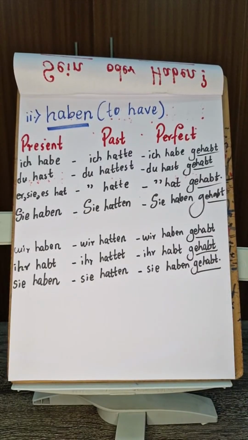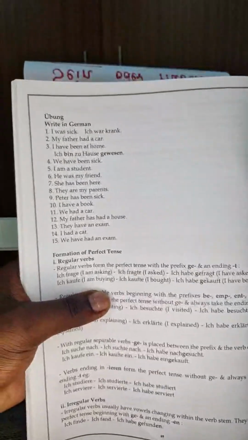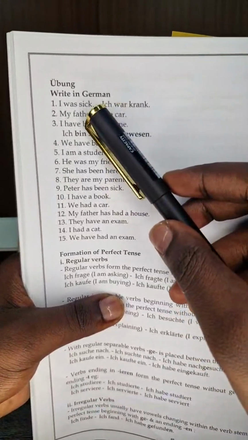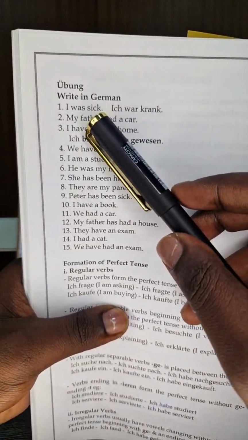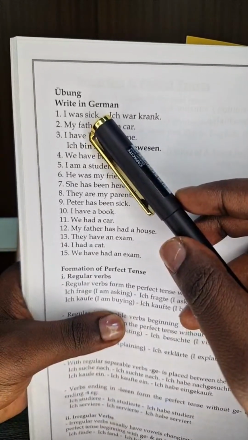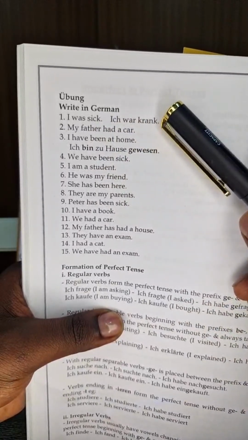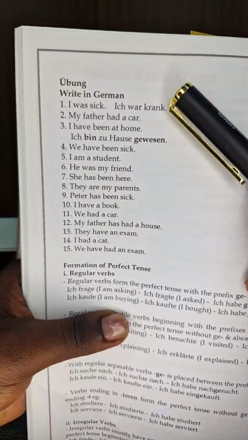So I want us now to see some sentence examples, right? I would like us to attempt them because for those of you who are to do the exams, especially in the introduction part, you will either be using this haben or even sein. So let's have a look at this question. Write in German in the example. I was sick becomes ich war krank. I was sick. Ich war krank.